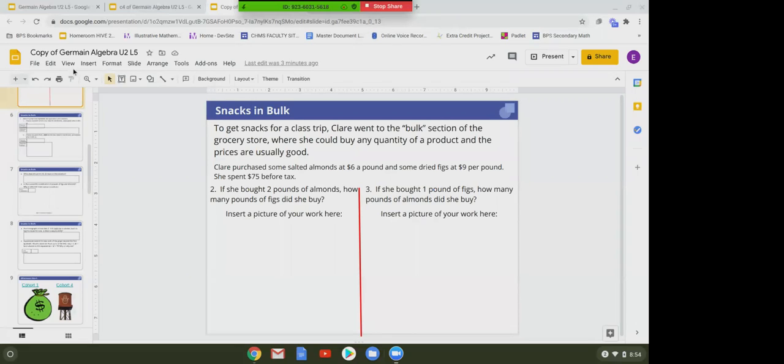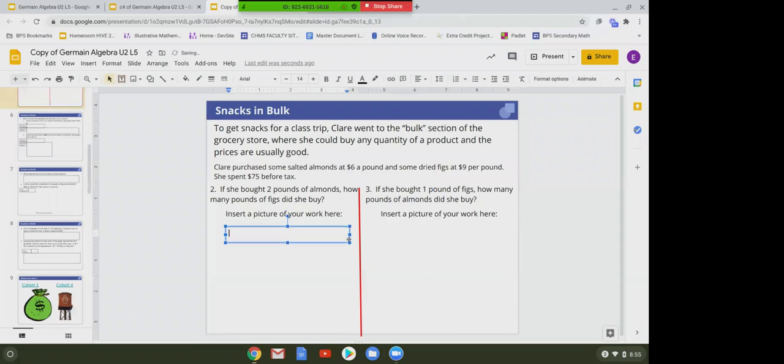Okay, so on this slide here, I asked you to insert a picture of your work. So that means if you did this on a piece of paper, like I sorted, I don't have my camera for some reason. I don't know why it's not letting me, but I did each of these out on a piece of paper. So I'm going to take a picture and I'm going to insert that picture in as my work. But before I do that, I can do that after this period or this afternoon. I want to insert a box here so that I can type in my actual answer that I got. So how many pounds of figs would I buy if I bought 2 pounds of almonds?